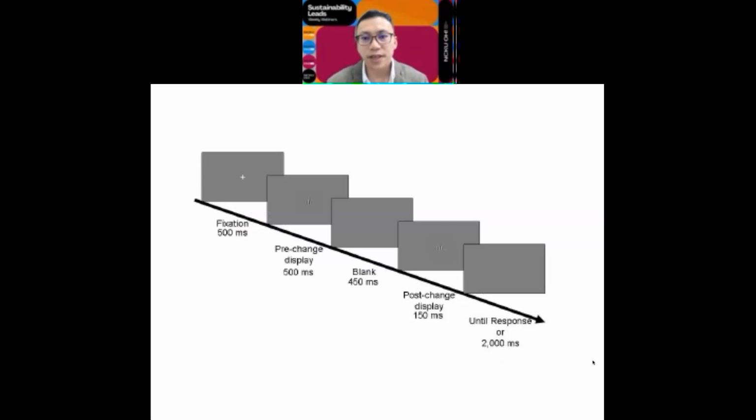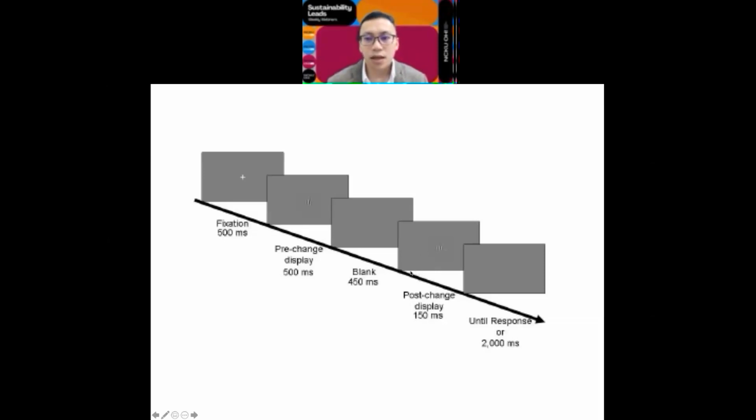Basically, we use a one-shot change detection paradigm. First, you will see a fixation in the center of the screen. Then you will see a pre-change display. And after a time interval, you will see a post-change display. Then your task is to make a decision about whether there's a change between the displays or not.